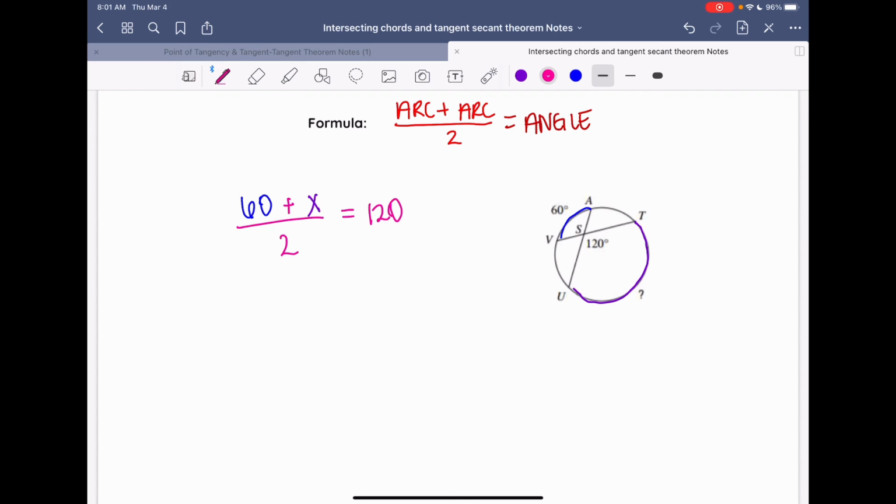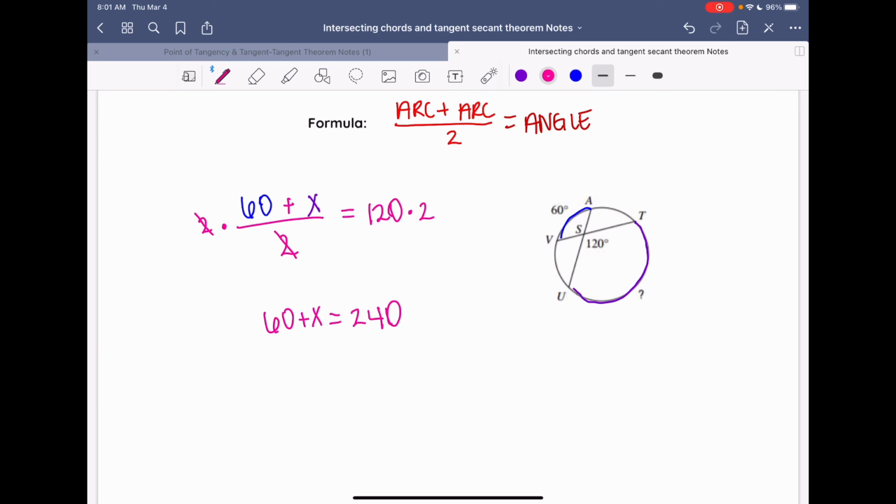So I'm going to multiply both sides by 2 because that will cancel out my denominator. And then on this side, it keeps my equation balanced. Remember, whatever you do on one side of the equal sign, you have to do to the other. So I can bring down the 60 plus x on the left. And then on the right, I'm going to do 120 times 2 in my calculator, which gives me 240.